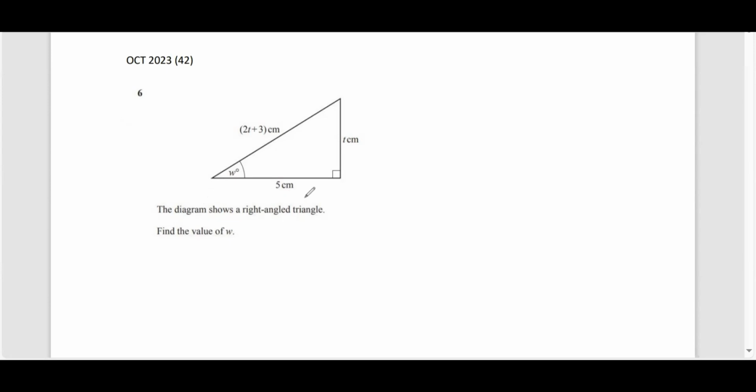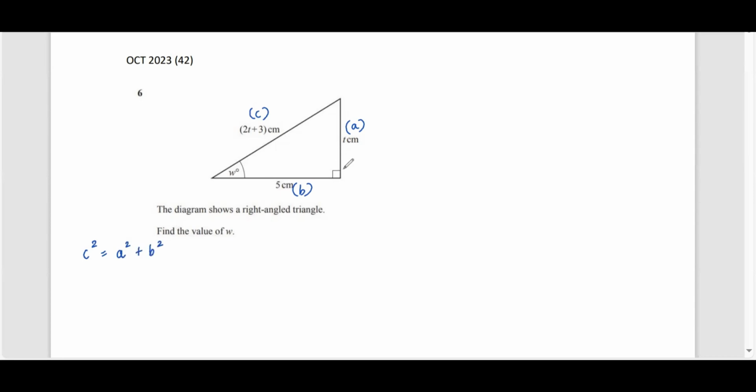So the diagram shows a right angle triangle. Find the value of W. So we can see that the hypotenuse is 2t plus 3, that is C. And then the remaining two sides, we call them legs, so they can be written as A and B. For a right angle triangle, the theorem that we specifically use is Pythagoras theorem. And we know that C square is equal to A square plus B square.